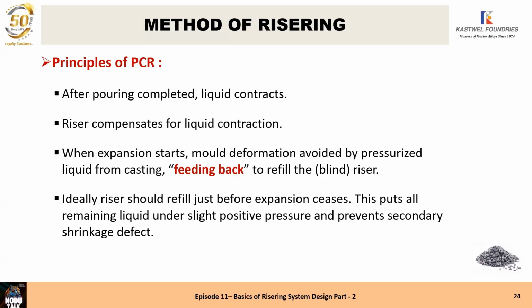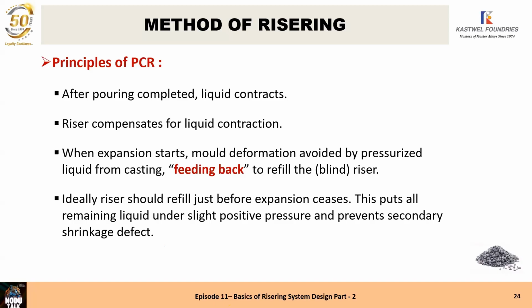So we have metal cooling and contracting, and this contraction is fed by the metal in the riser. So some metal from the riser goes to feed the contraction during the cooling of the metal. So there is some volume created in the riser. So the riser compensates for the liquid contraction first. Now when the solidification starts, when the expansion starts, the mold deformation is avoided by pressurized liquid from the casting feeding back to refill the blind riser. There's some volume created in the riser.